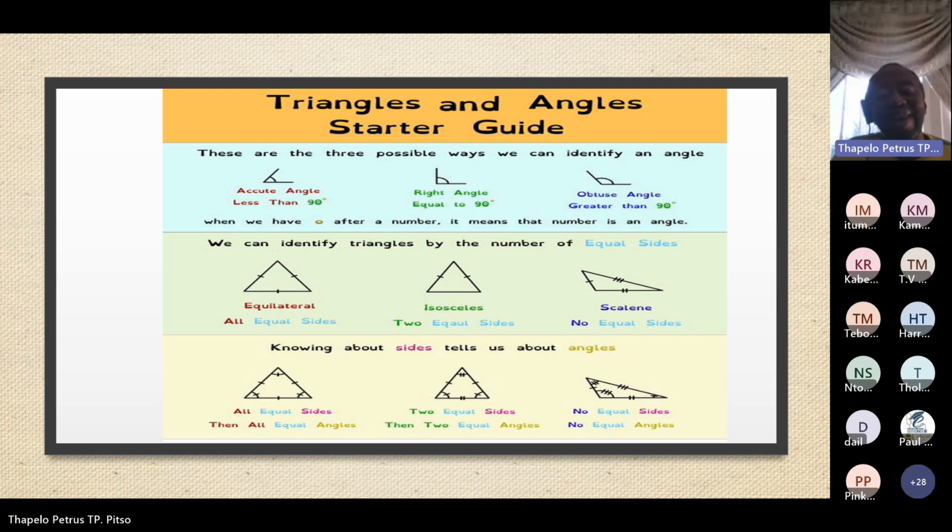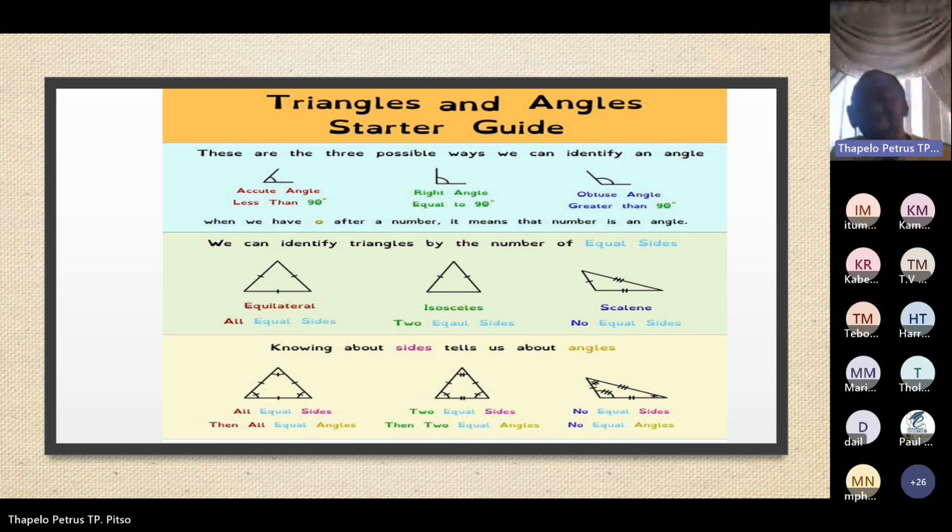And the last one, nothing is equal. It's called scalene. And remember, in an equilateral triangle, all sides are equal, so are the angles. And when we add all angles of a triangle, remember they give you 180. So if all three sides are equal, all three angles are equal to 60 degrees each. Isosceles is the same. If two sides are equal, then two angles would be equal.